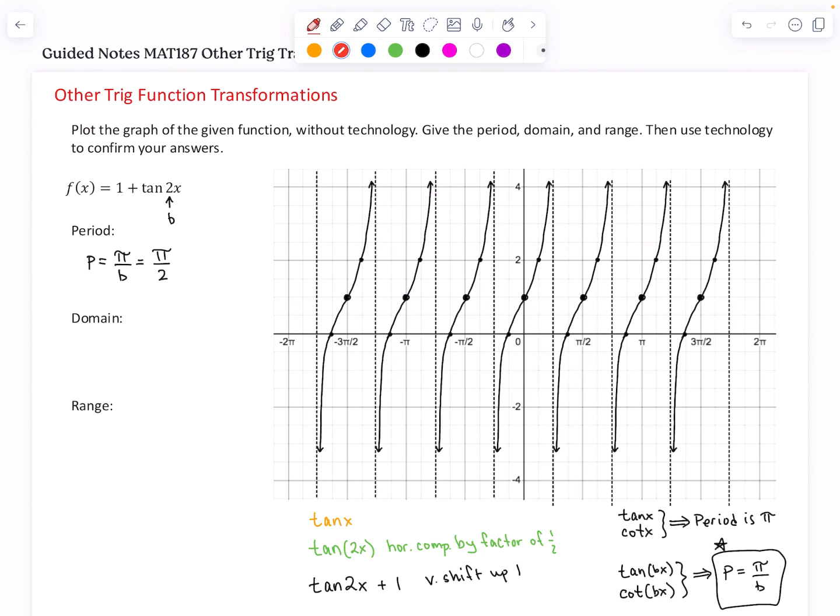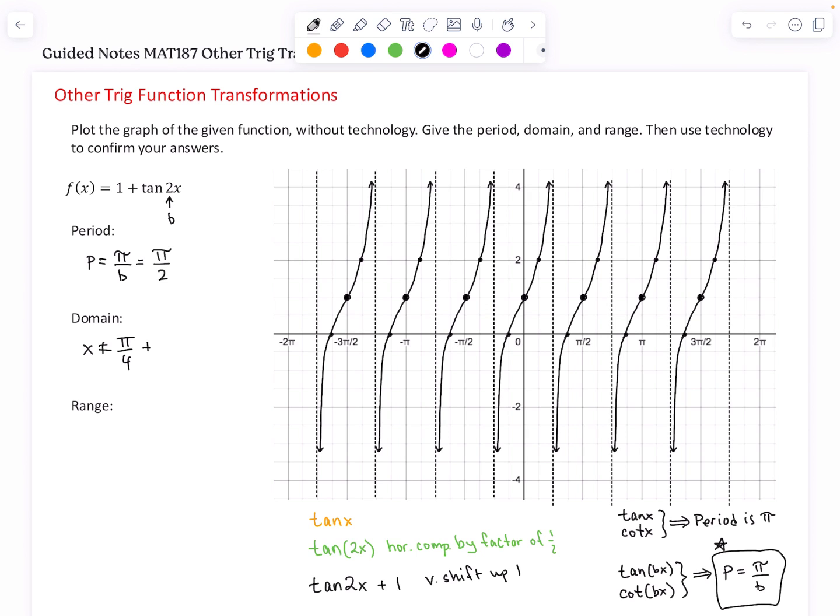The domain will be that x cannot be any of the values for which there is a vertical asymptote. Focusing on this asymptote right here, that's located at pi fourths. So x cannot be pi fourths, nor can it be any x value that is 1 period to the right, 2 periods to the right, or any whole number of periods to the right, or any whole number of periods to the left.